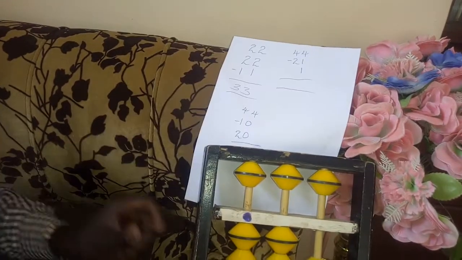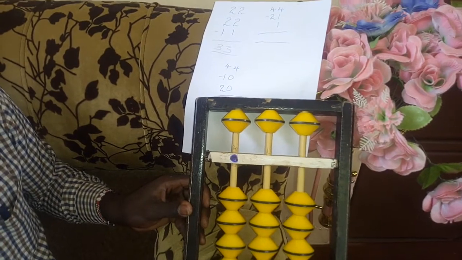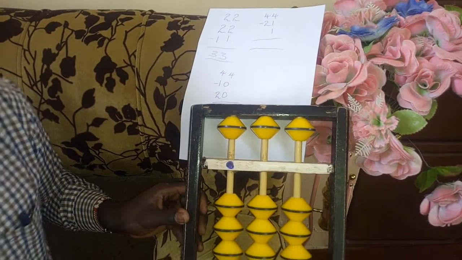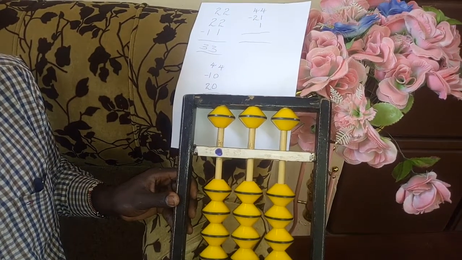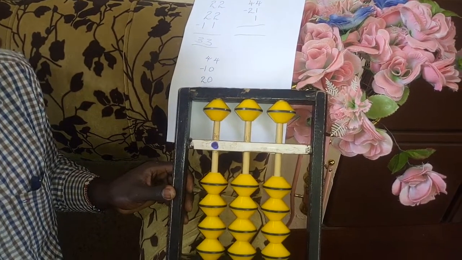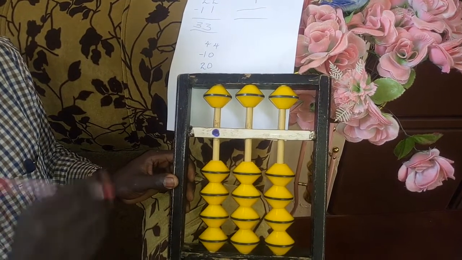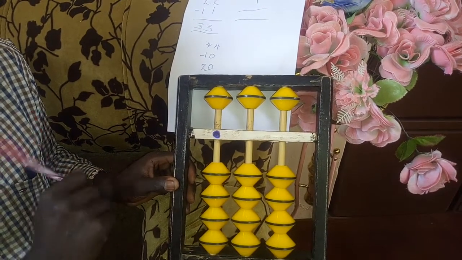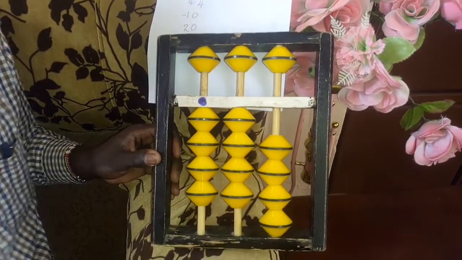I move to the next one. I clear my abacus first. I will start. We have 44 less 21, and then add 1. This is now where the challenge is. Now, look here. I will start 44. I will add 4, 4.